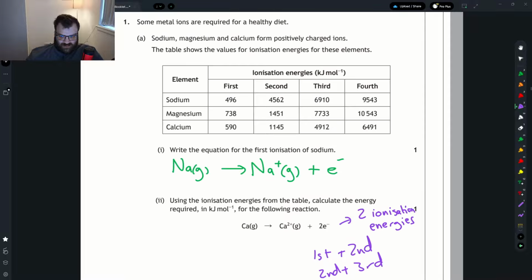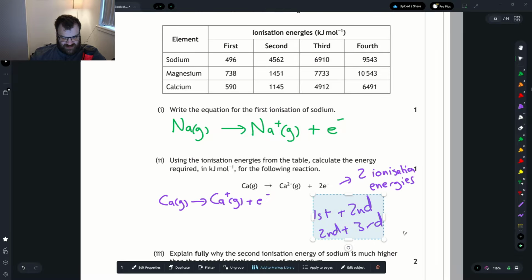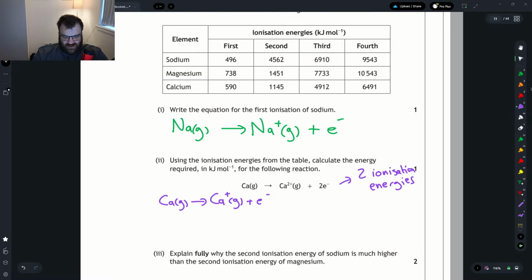If we start off with the metal by itself, that is going to have come from the fact that we're using the first ionization energy, which would be, copying what I said before, Ca goes to Ca+ plus an electron. It has to be consecutive ones, so it's going to have to be the second one, in which case we would start at Ca+, and that goes to Ca2+ plus an electron.